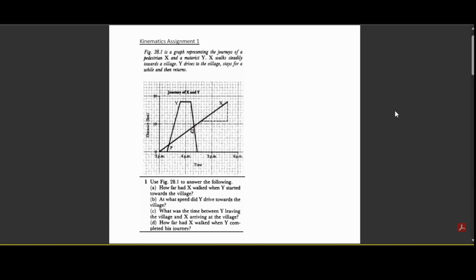We are going to be doing these questions. Kinematics assignment 1. Let us read the question. Fig 28.1 is a graph representing the journeys of a pedestrian X and a motorist Y. X walks steadily towards a village. Y drives to the village, stays for a while, and then returns.